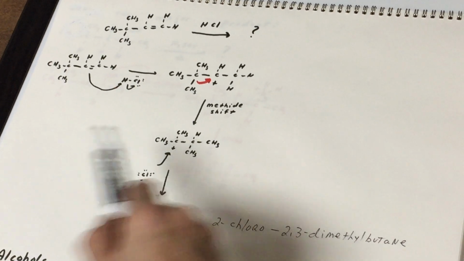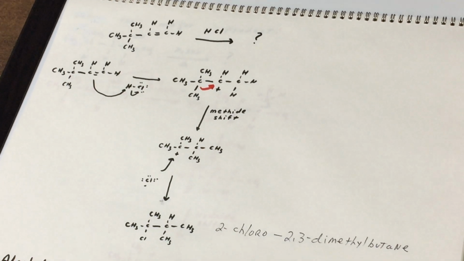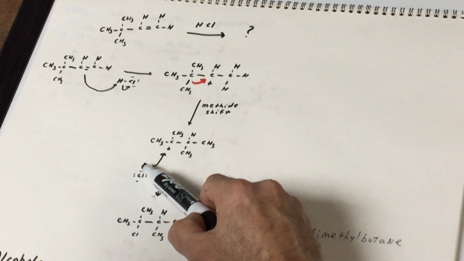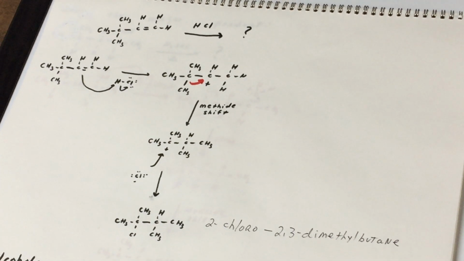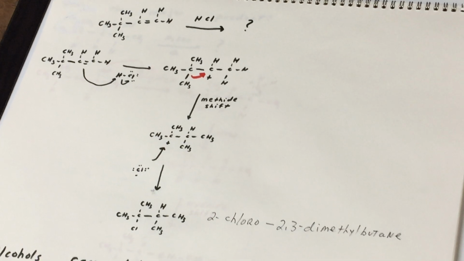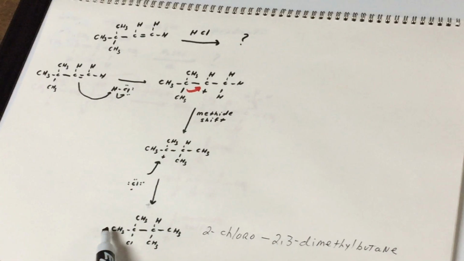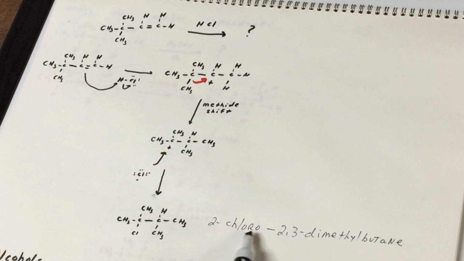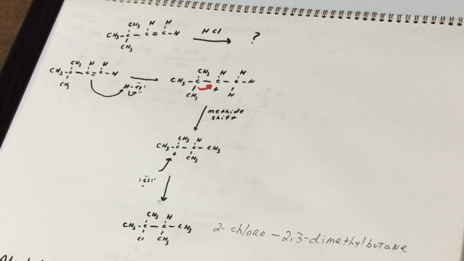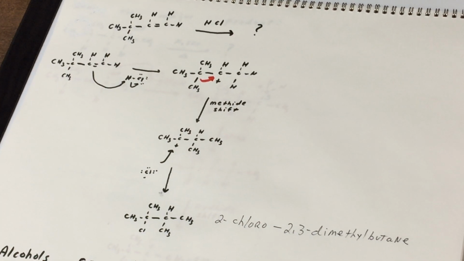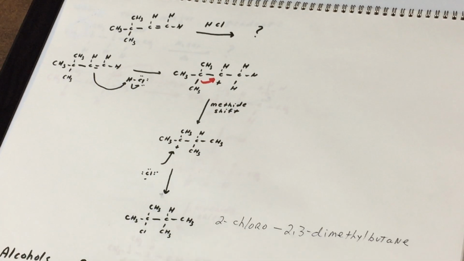So that means that we now have a tertiary carbocation in the reaction mixture, and that is what's going to be intercepted by the chloride ion to form this tertiary halide, and I call this, if I number it from left to right, 2-chloro-2,3-dimethylbutane. I hope that gives you a great understanding on a problem to look out for.